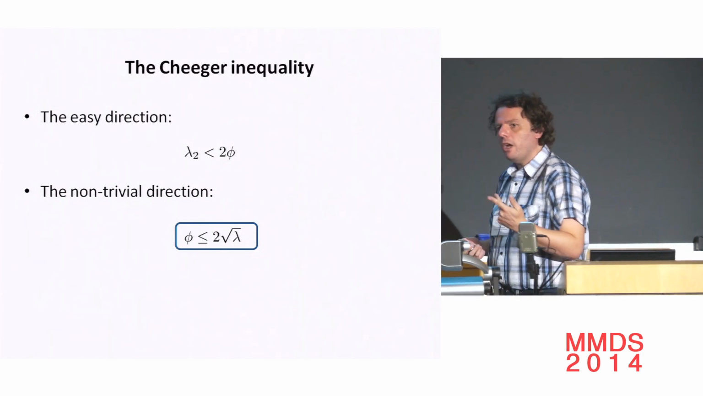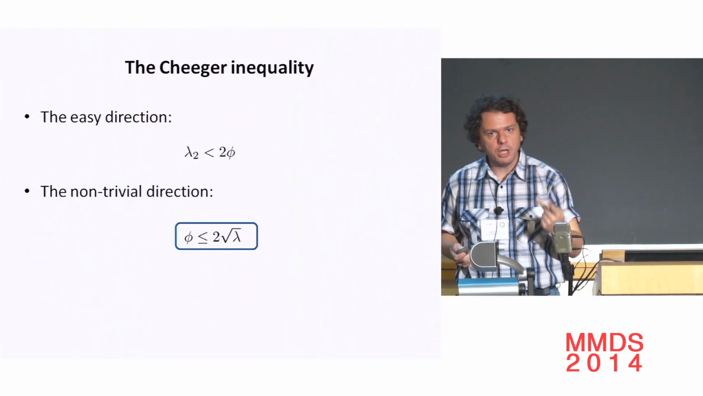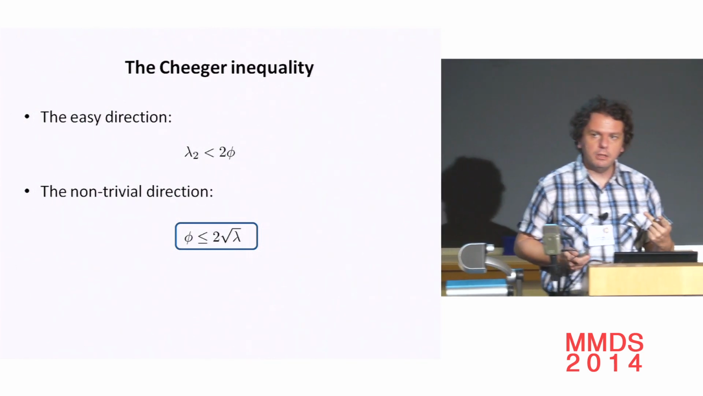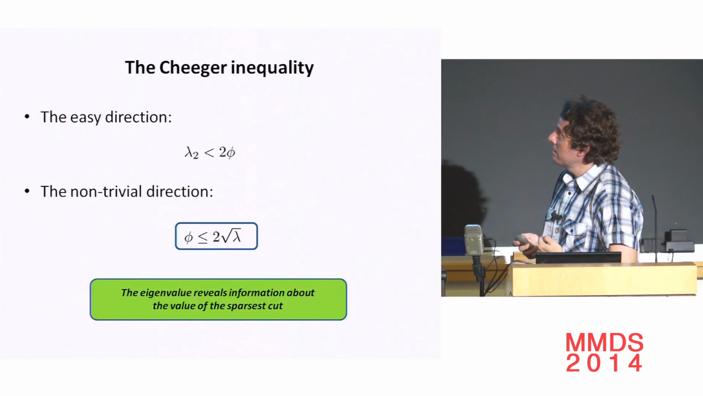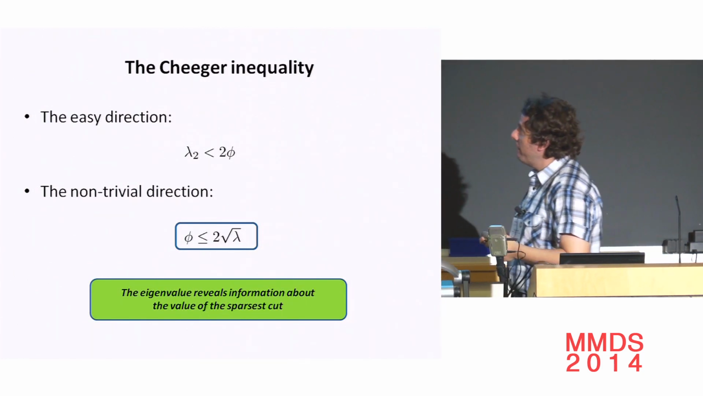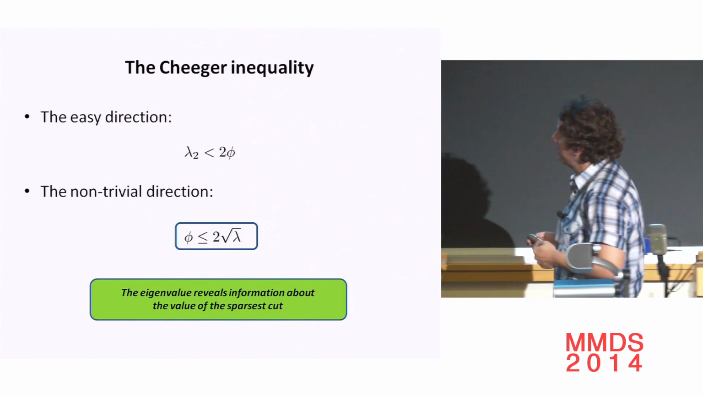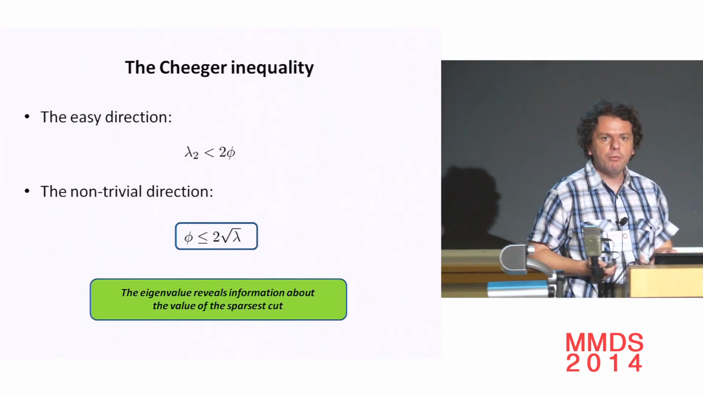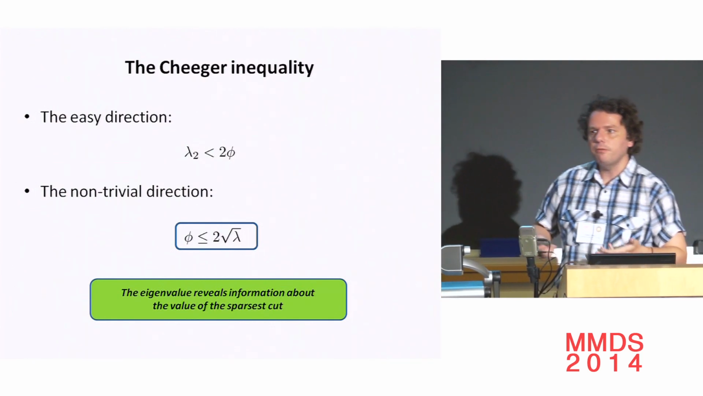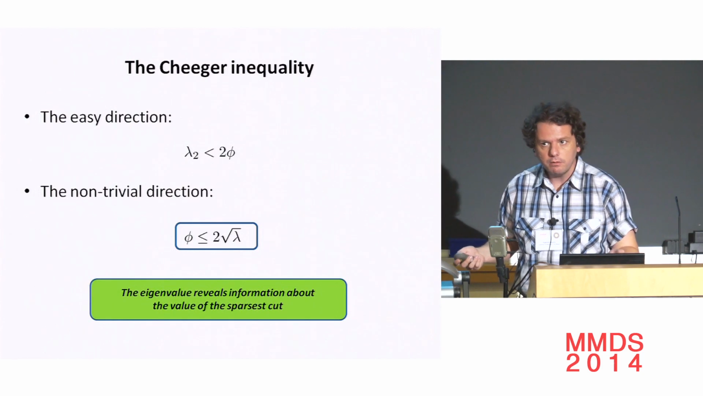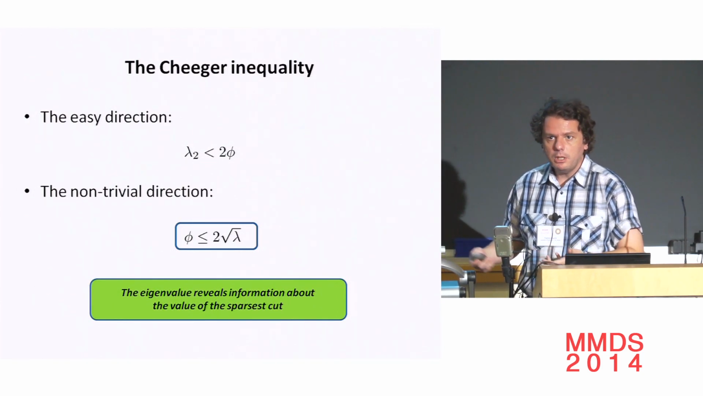So basically, we have a discrete quantity, which is the conductance, and a continuous quantity, which is the eigenvalue. And this is the Cheeger inequality. It tells us that the eigenvalue of the Laplacian, or the normalized Laplacian, reveals information about the value of the sparsest cut. That was one of the first observations about the power of Laplacians and eigenvectors in understanding graphs.